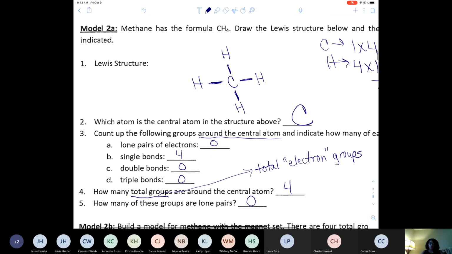And so these 4 single bonds that are connecting the central carbon to the outside hydrogens, these are all bonding electron groups.